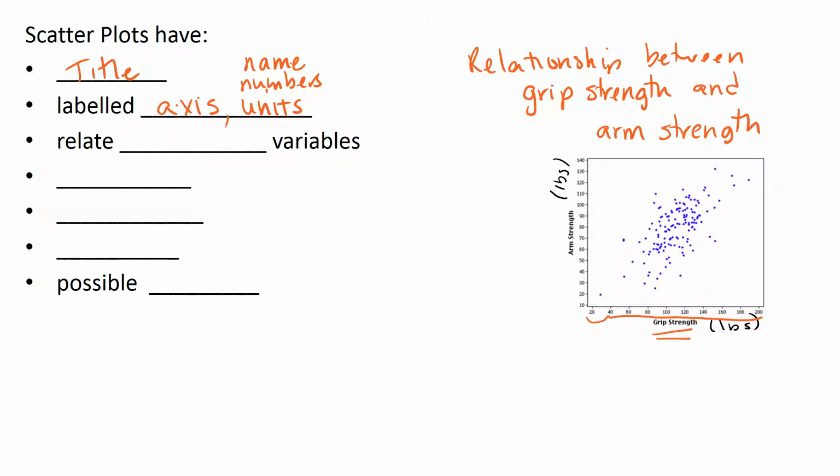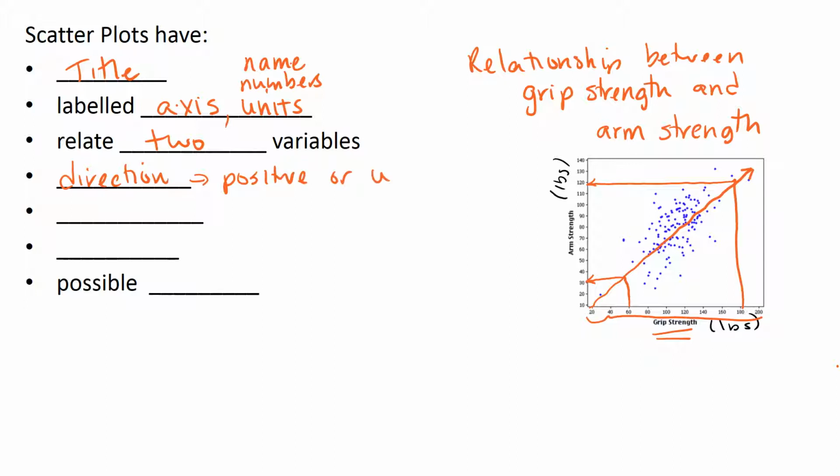And the graph relates two variables. In this case, again, arm strength and grip strength. The graph has a trend, and you can tell that from this graph that if you have a large grip strength, you are probably going to have a large arm strength in general. If you have a low grip strength, you're going to have a lower arm strength. So that is a trend, and that trend has a direction. It goes upward from left to right. So that is called the direction. And in this particular graph, it would be positive or upward.